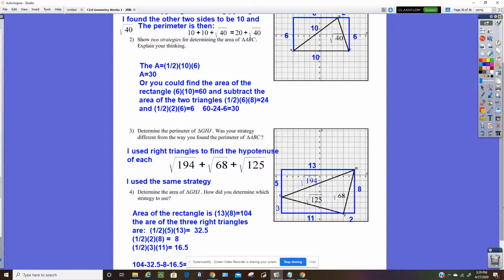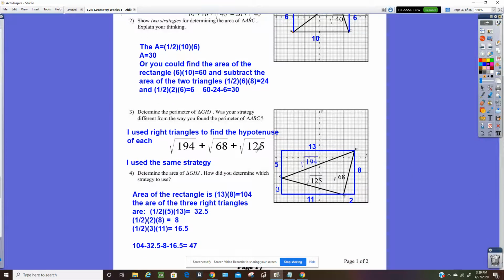And then this one here. Same idea, I drew a rectangle around it. And in the video, I think they used the distance formula to find these 3 distances, and I used the same strategy as number 2 here. And then the area of this large rectangle is 8 by 13, which is 104, and then I subtracted out each of the triangles here.